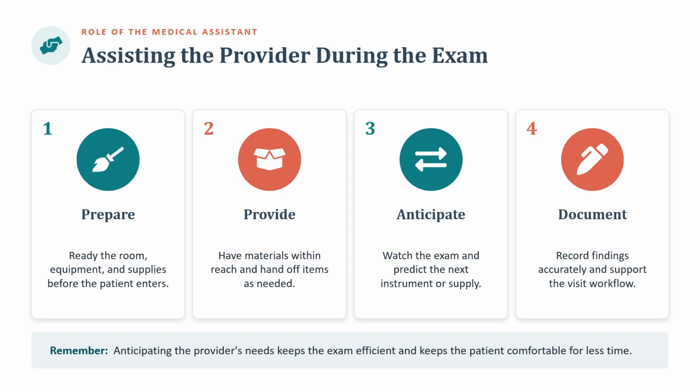Third is anticipation. This is the skill that separates a good MA from a great one. You watch the exam and predict the next instrument or supply so the provider rarely has to ask. Fourth is documentation. You record findings accurately and keep the overall workflow moving. The payoff is shown at the bottom of the slide. When you anticipate needs well, the exam is efficient and the patient spends less time in an uncomfortable or exposed position. Smooth assistance is good for the provider and kind to the patient at the same time.